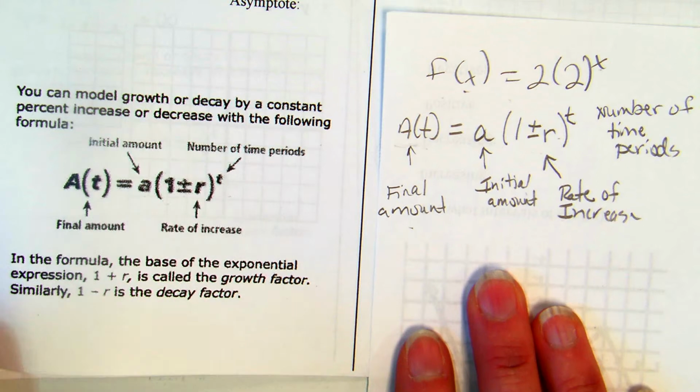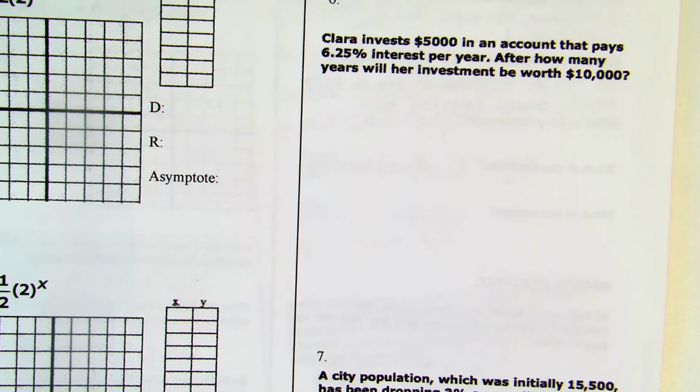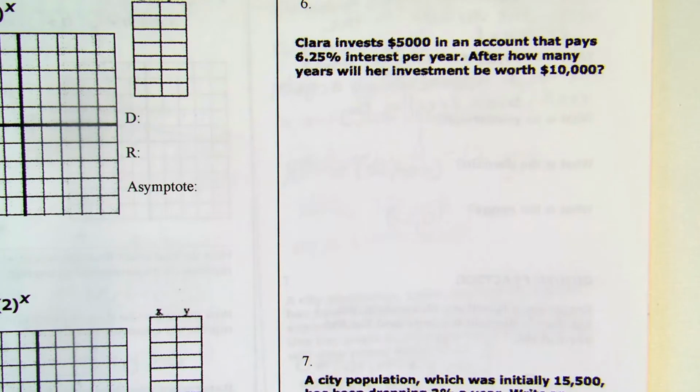So let's go look at number 6. Number 6 says Clara invests $5,000 in an account that pays 6.25% interest per year. After how many years will her investment be worth $10,000? Okay, so first thing you need to do is write down that formula and plug stuff into that formula.